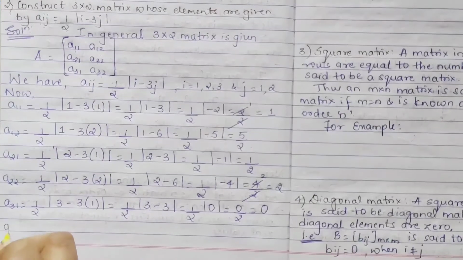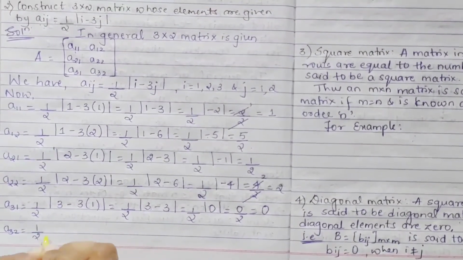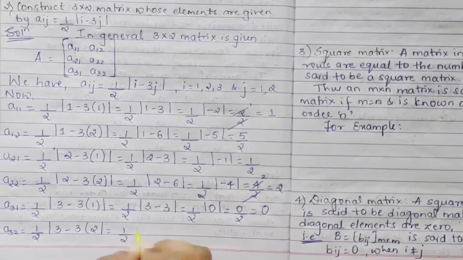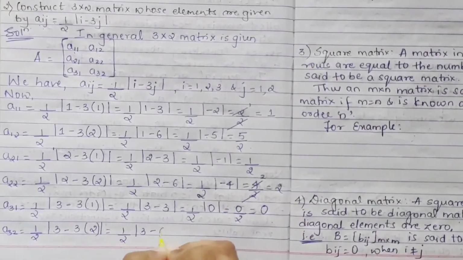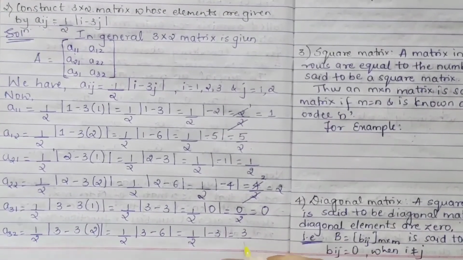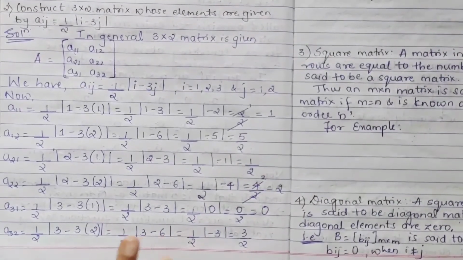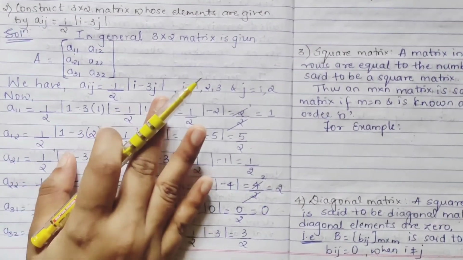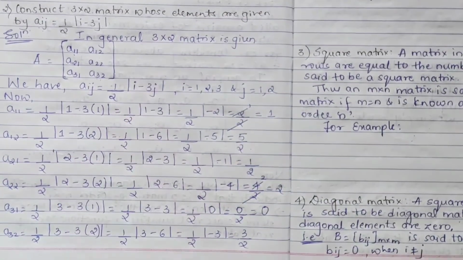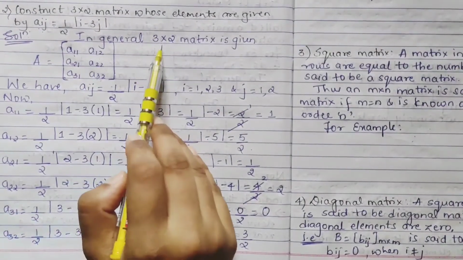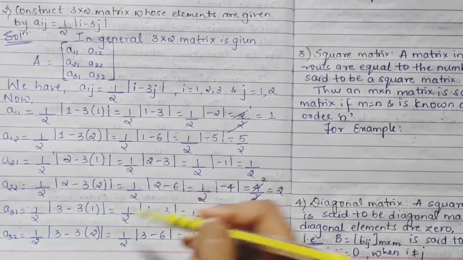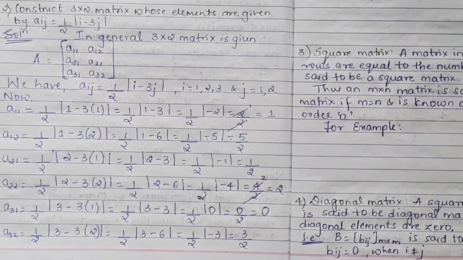Last you have a 3 2, so your i is 3 and your j is 2, so you will get half. 3 minus 3 2s are 6, 3 minus 6 is minus 3 and you will get 3 by 2. So see, you have got the elements, how many you want. You should be very keen, or you have to focus on what they have given you, how much matrix it is, which order matrix it is. So in general you have to write it, and then particularly each element you have to find out. At the last you can fill it up.